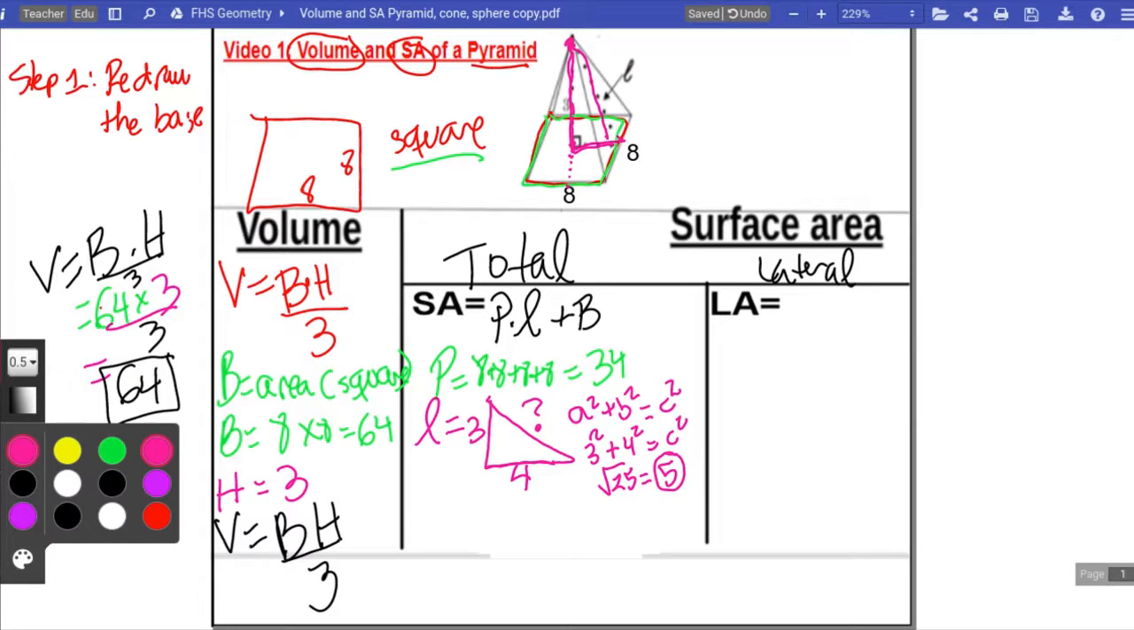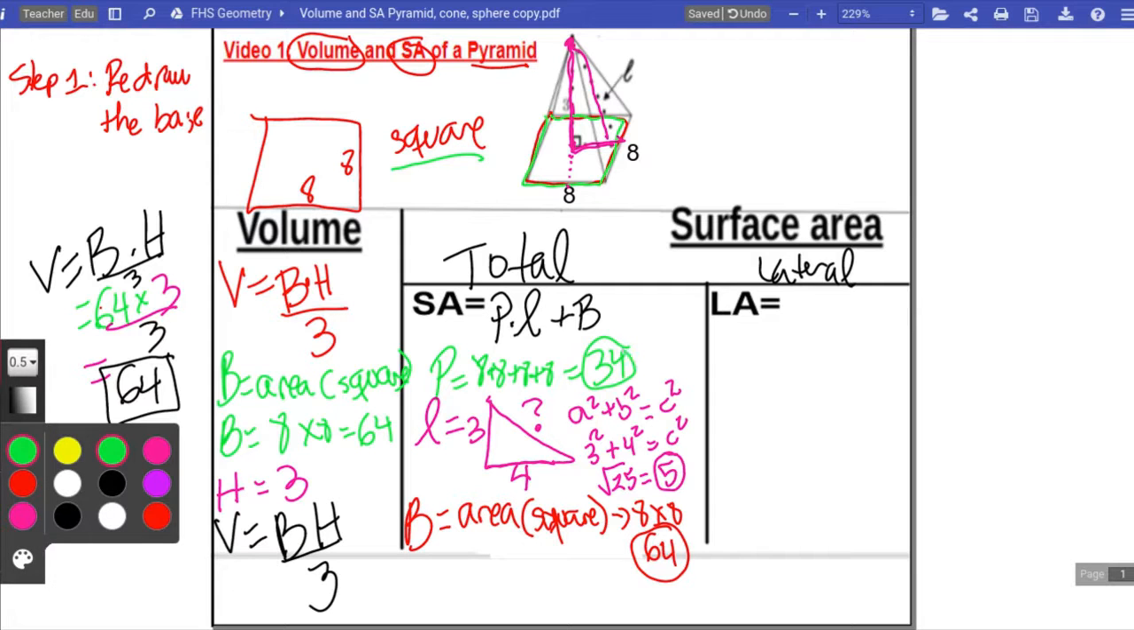The next color is the big B. The big B, remember, is the area of the square, right? We have a square. That should be 8 times 8, and we get 64. You have all your numbers, right? You got all of them.